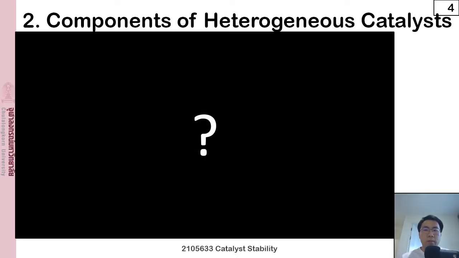So now, as we know the types of catalysts that we have classified into three types: the homogeneous, heterogeneous, and biocatalysts. As this is the chemical engineering course, we will focus on the heterogeneous catalyst. But what components are in the heterogeneous catalyst?